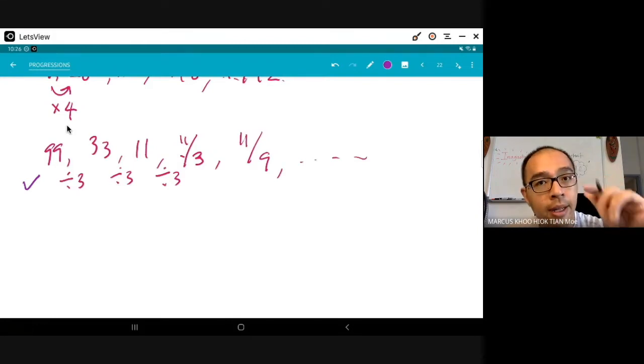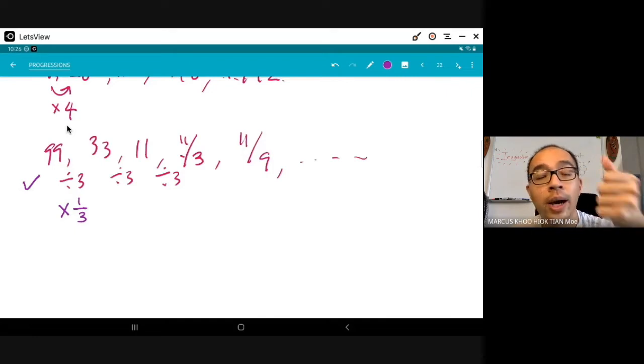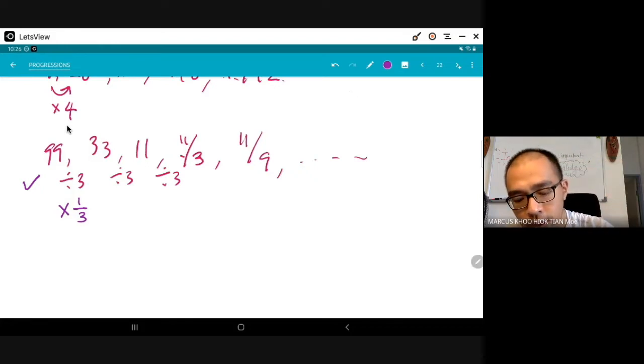But let's change it a little bit. Instead of saying divide by 3, we say times 1 over 3. I want to standardize everything. I want to standardize the pattern. So instead of saying times and divide, you either times the number or you times a fraction.